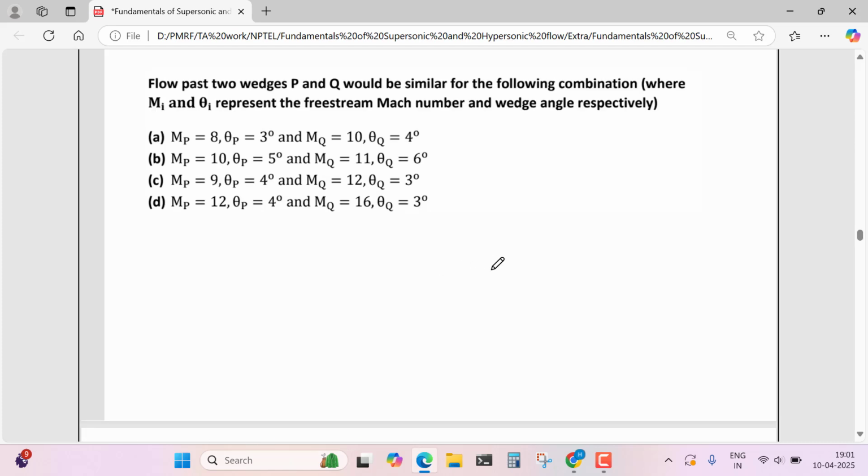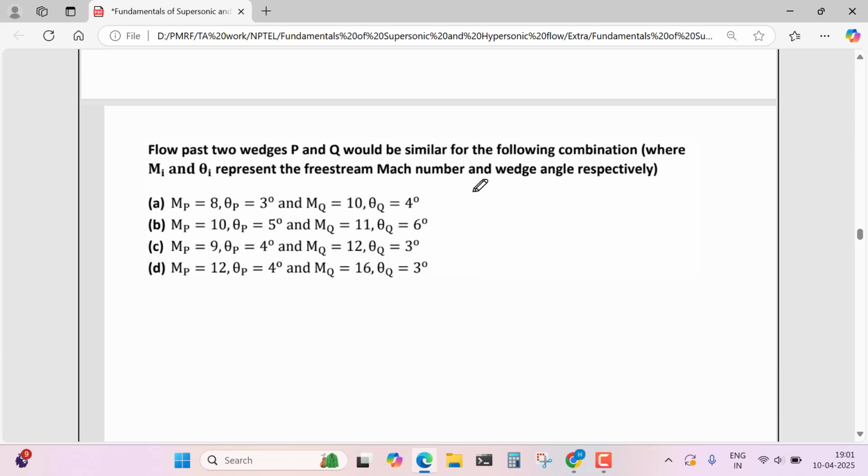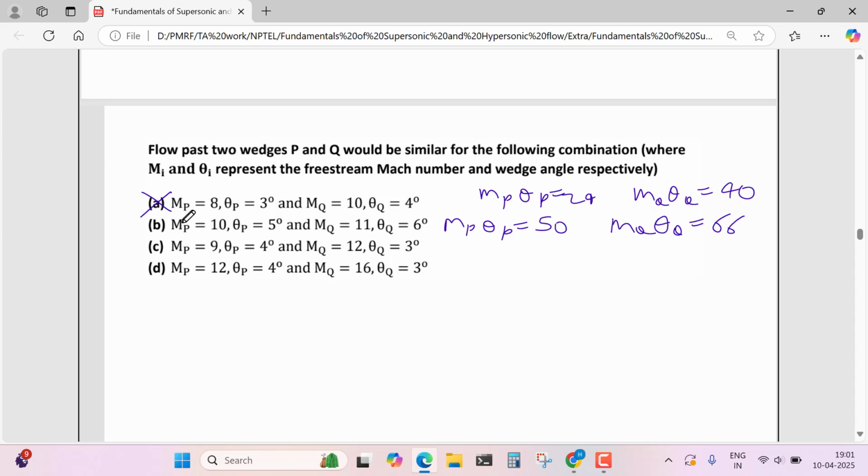So for the first option, M_p theta_p will be equal to 24, and M_q theta_q is 40. So both are not the same, so both flows will not be similar. Option B, M_p theta_p is equal to 50, M_q theta_q is equal to 66. Both are not equal, so the flow is also not similar.